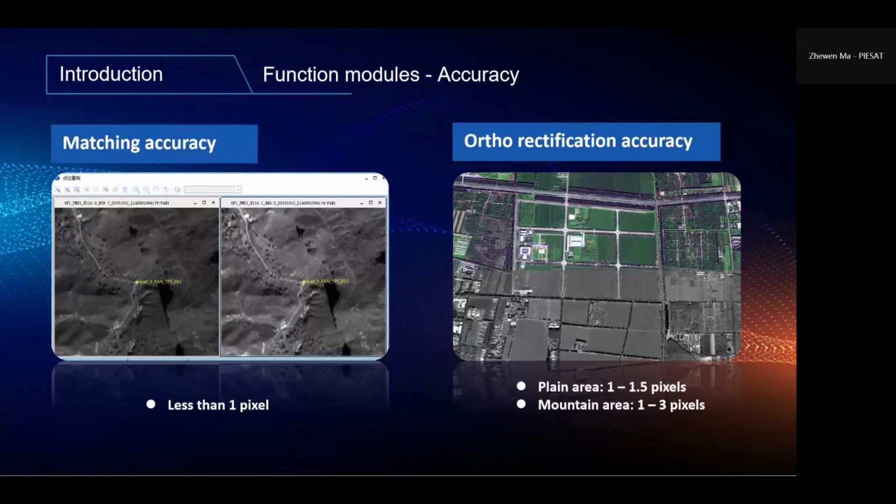So in terms of the accuracy of the functional module, as you can see displayed on the screen, when you are dealing with matching accuracy, that is normally expected within 1 pixel. And in terms of the auto rectification accuracy in plane areas, which normally have higher accuracy, it is around 1 to 1.5 pixels, and in mountain areas, it normally gets lower, around 1 to 3 pixels.